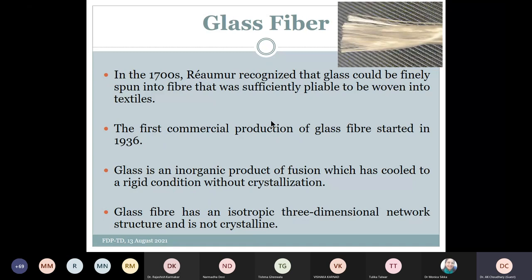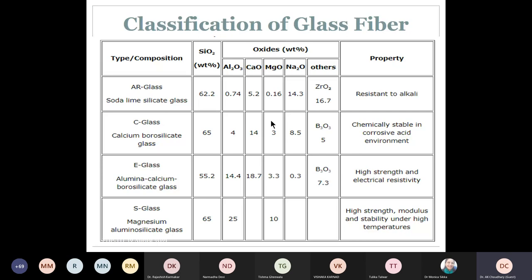Isotropic and three-dimensional network structure of these fibers, and not crystalline. These are some engineering properties of glass fibers: good resistance to alkali, chemically stable in corrosive acid environments, high strength and electrical resistivity, high strength, modulus, and stability under high temperature. So these fibers are used in industrial applications.